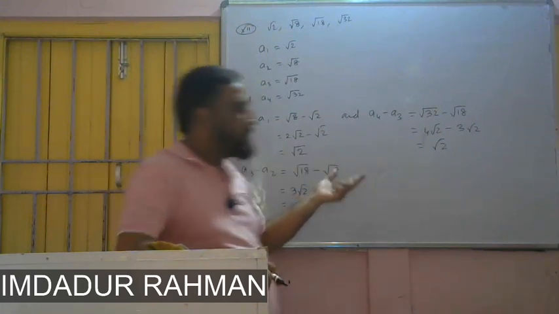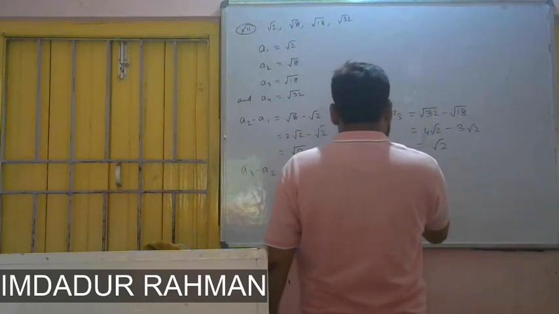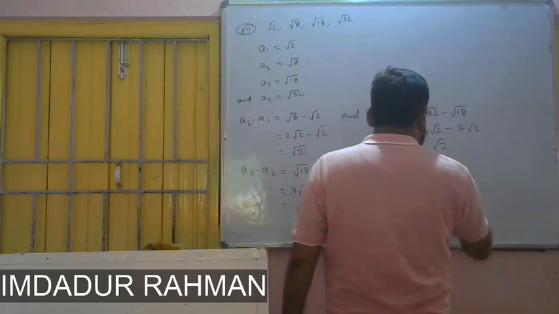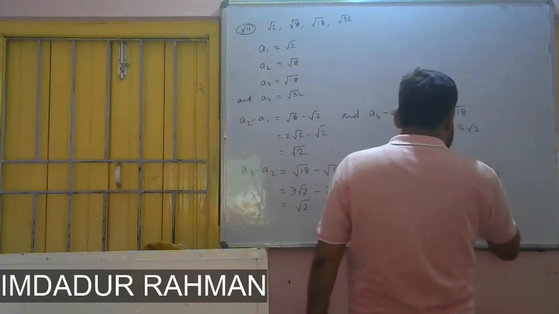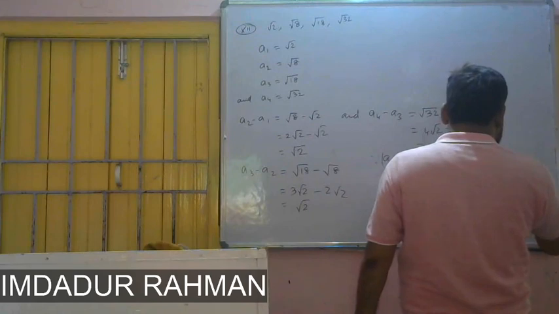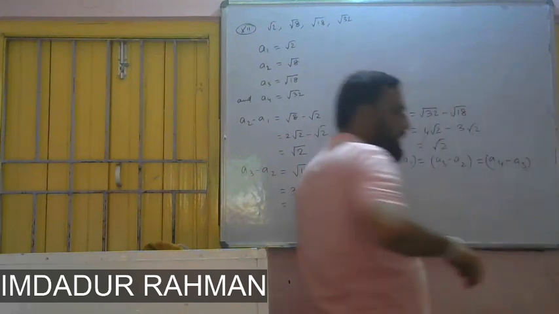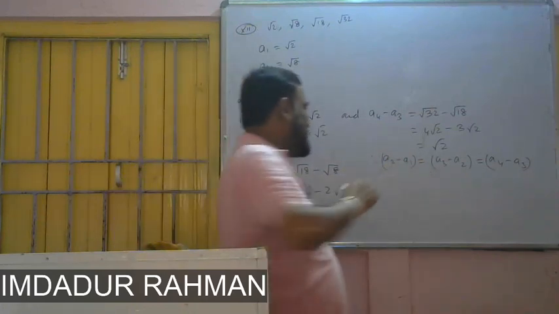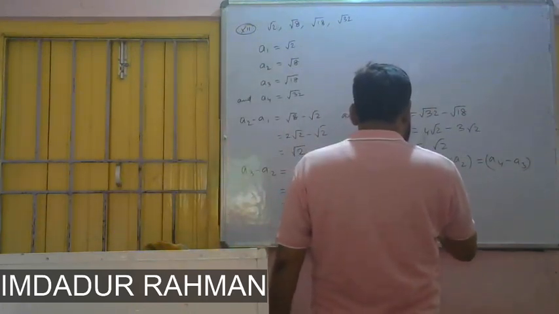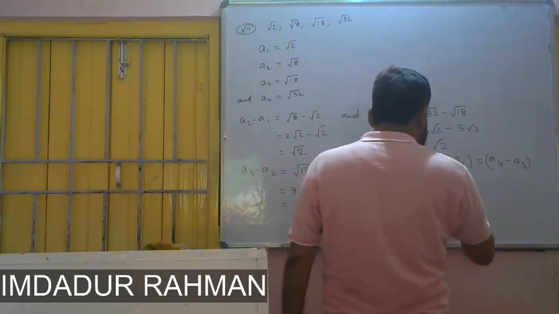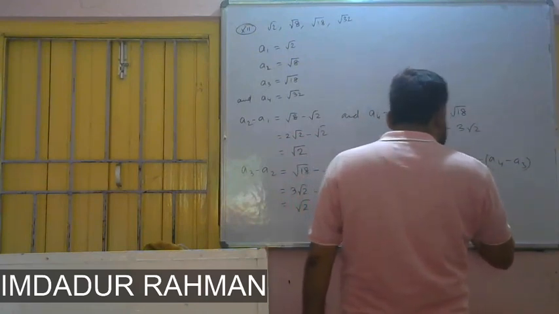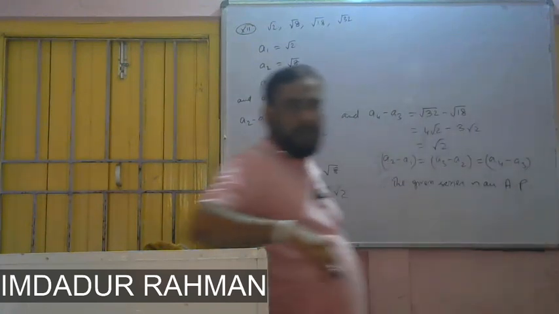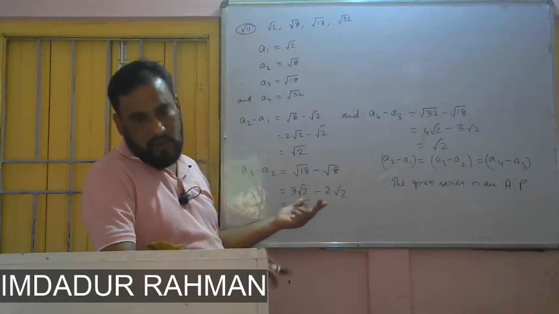Root 2 is everywhere. That is, since a2 minus a1 is equal to a3 minus a2 is equal to a4 minus a3, as we have been given 4 terms of the series and we have examined them, therefore the given series is an AP. Okay. So we have more work.